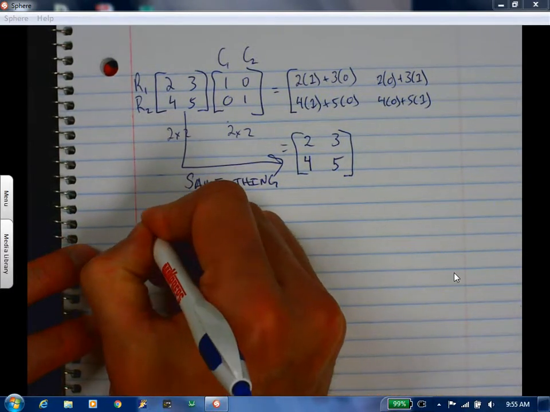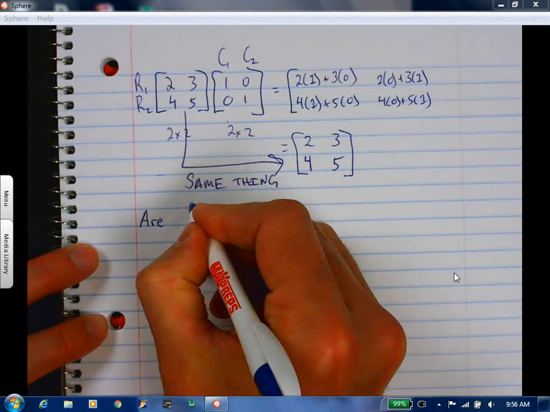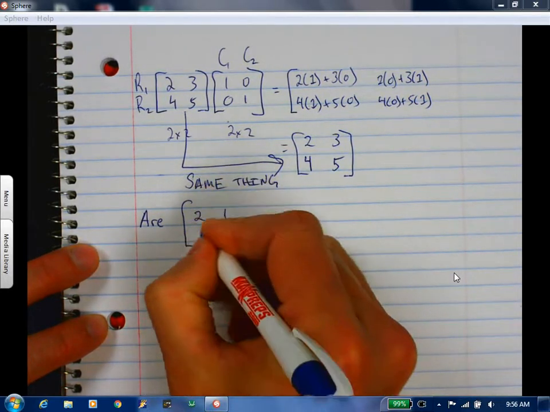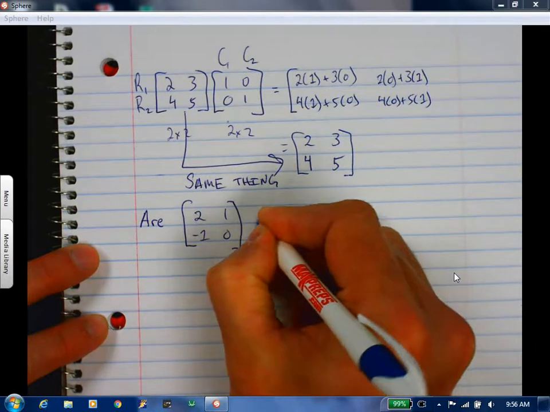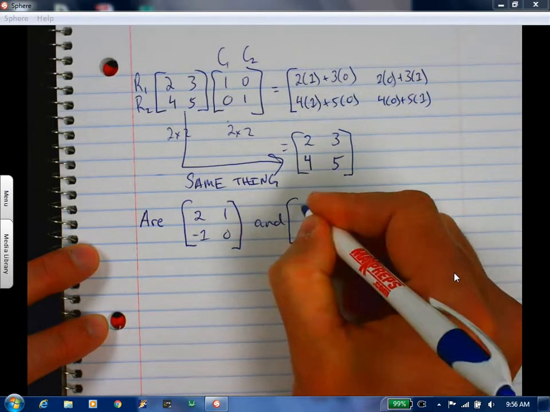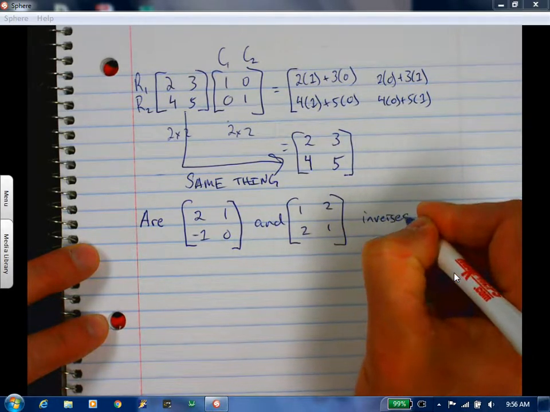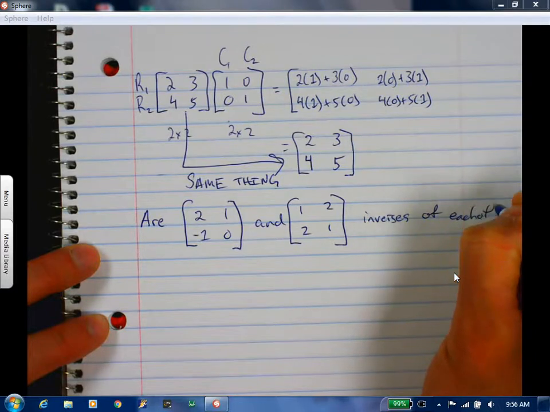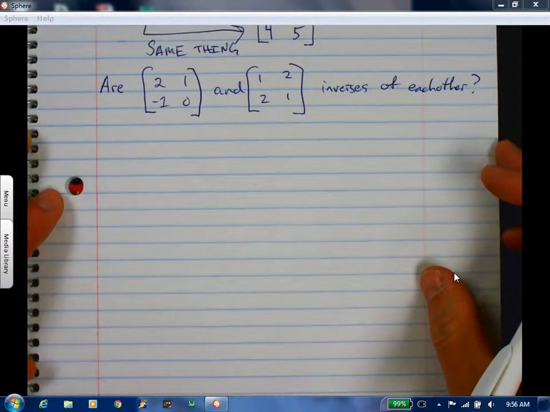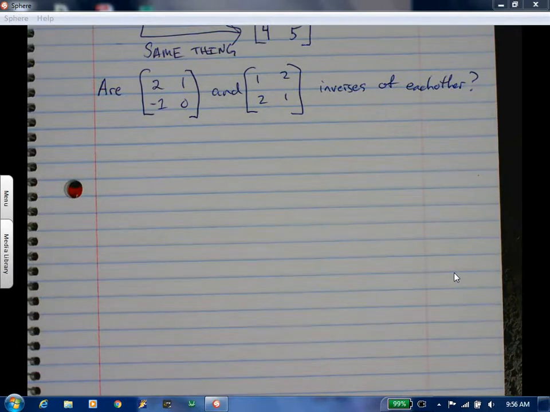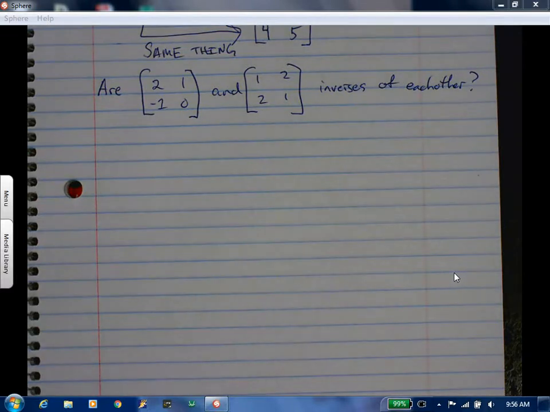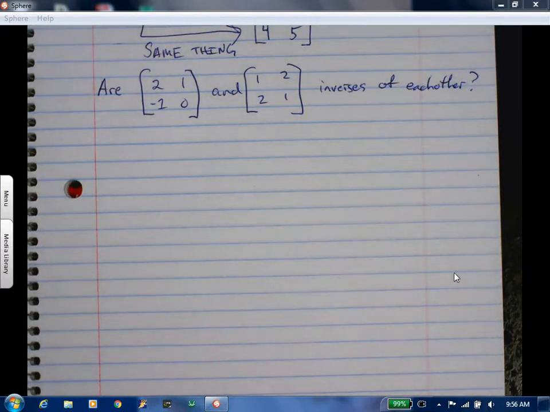So here's the first type of questions you're going to have. So are 2, 1, negative 1, 0, and 1, 2, 2, 1, inverses of each other? So if they're inverses, if you multiply them, what should you get? 1, 0, 0, 1. The identity. Okay.